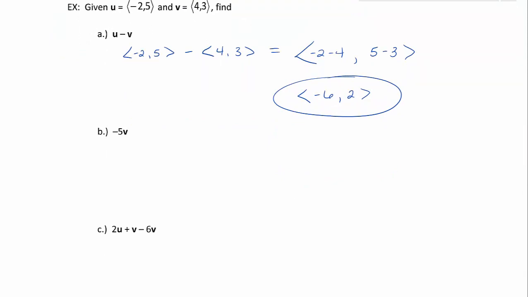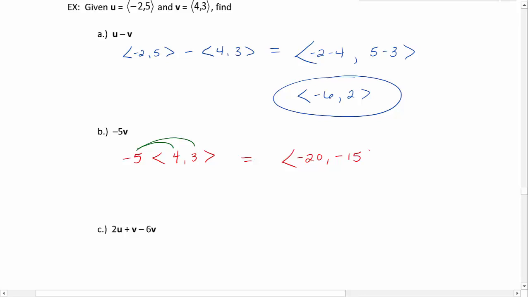In our next example, we want to find negative 5 times vector v. All we're doing here, per our property number 2, is distributing that scalar to each of these components. We end up with the vector negative 20, negative 15.